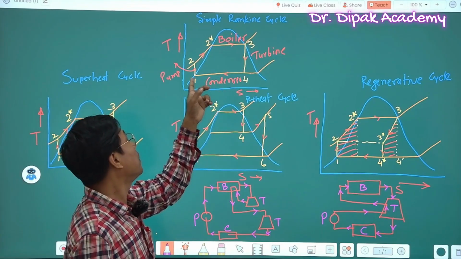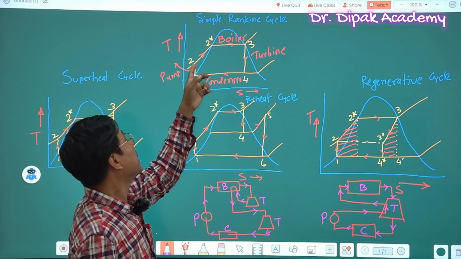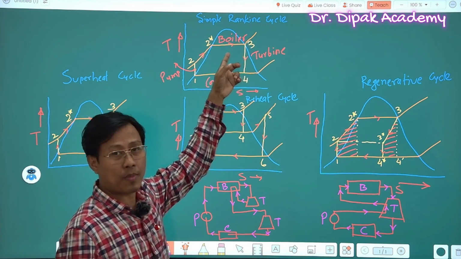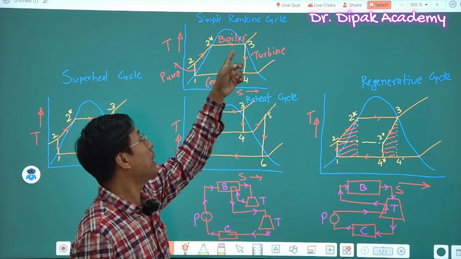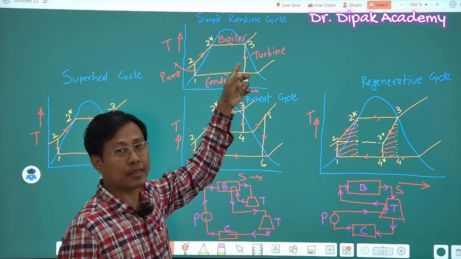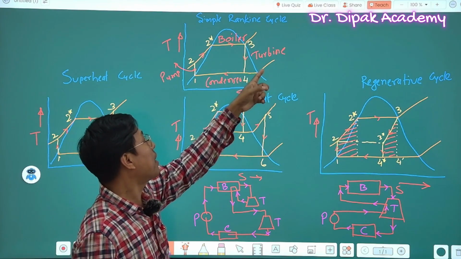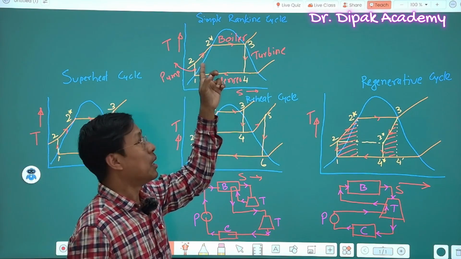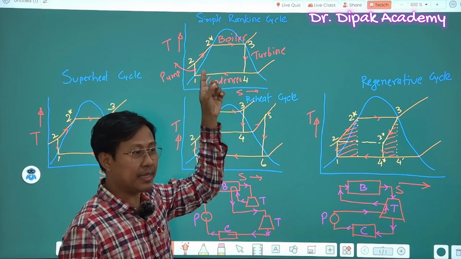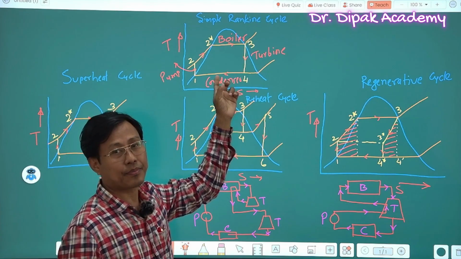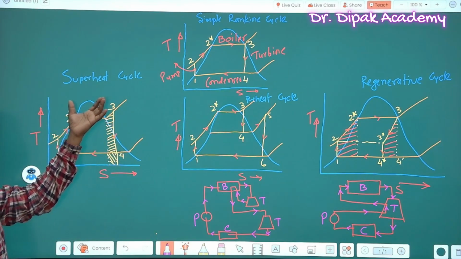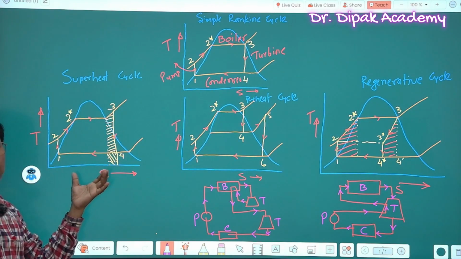This water will be pumped. After pumping, this water will again reach the boiler, so again it will be converted into steam. In this way, the simple Rankine cycle is continuously taking place. So using the boiler, turbine, condenser and pump, the whole process of the simple Rankine cycle is taking place constantly. Now we'll see how the superheat cycle has been modified.